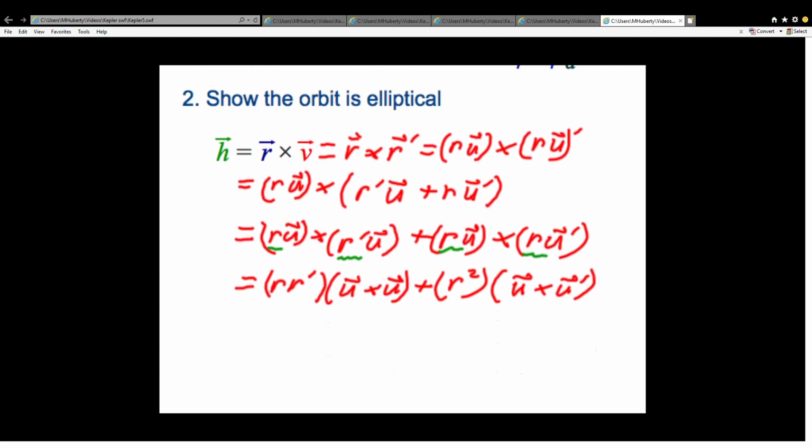Now, we have a u cross u, a vector crossed with itself. Of course, that gets us the zero vector. And so we have an end result here that we get r squared scalar multiplied by u cross u prime. All right. And so that's what our h vector is.